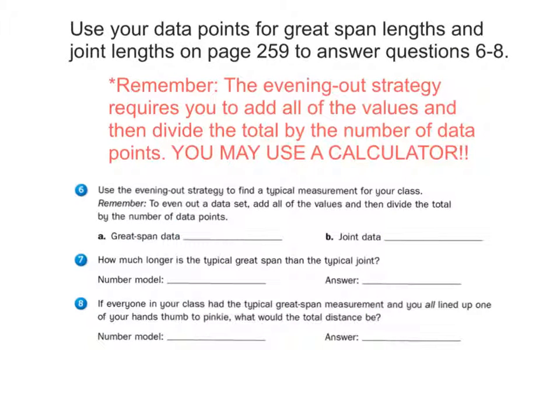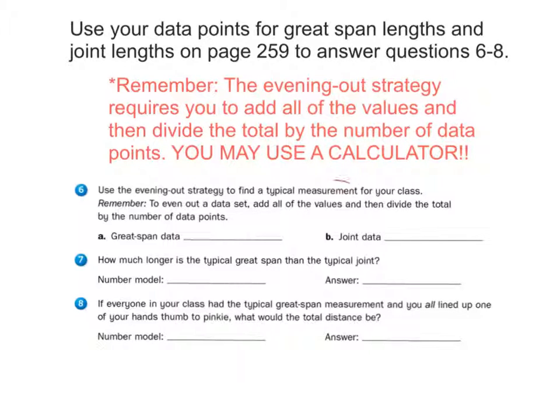Now that we've finished our 3 line plots, you will be using the information just from page 259 on great span lengths and joint lengths to answer questions 6 through 8. So look at question 6. It says use the evening out strategy to find a typical measurement for your class. And remember, when we're talking about class, you're using the data that I provided you.